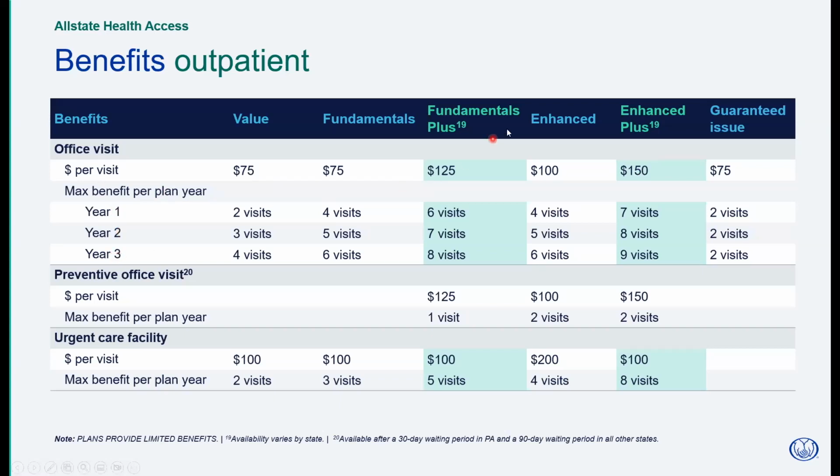So to illustrate this, if we're going to use the enhanced plan again, if someone goes into the doctor's office for a visit, this is per visit, the benefit that is paid to the policyholder is $100. Year 1, they will be allowed 4 visits to receive this $100. Year 2, they will be allowed 5 visits. Year 3, they will be allowed 6 visits, and continuing on until the policy is either terminated or canceled, they will receive 6 visits at $100 per visit.